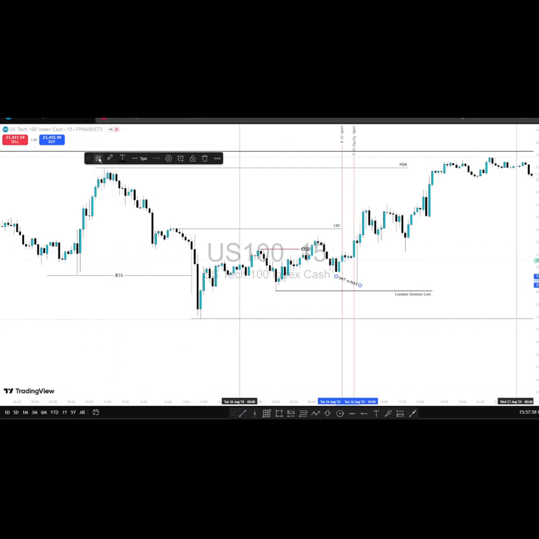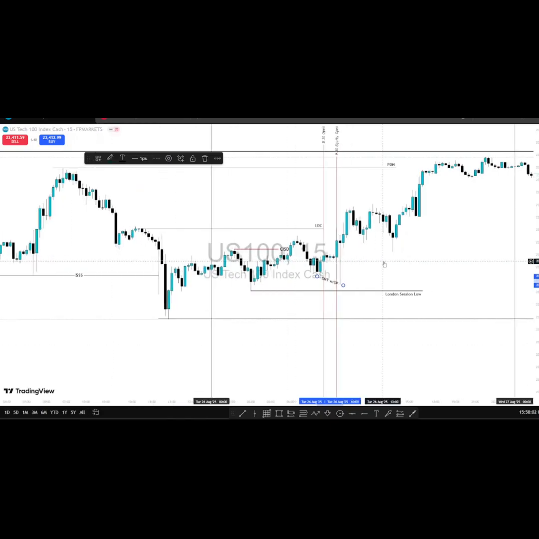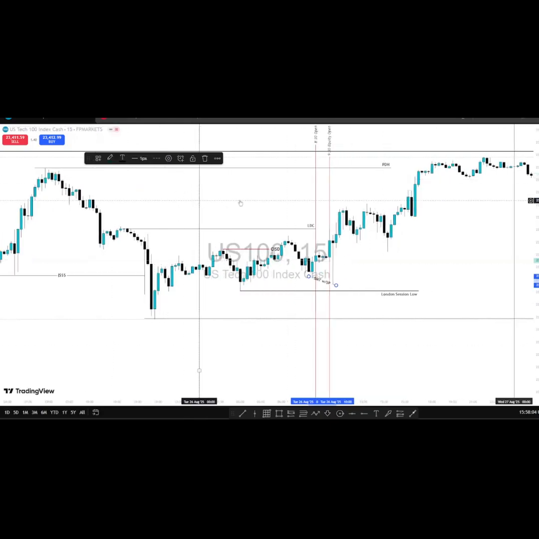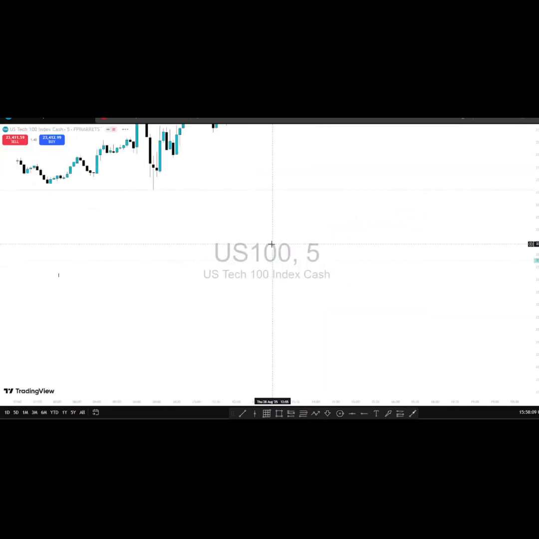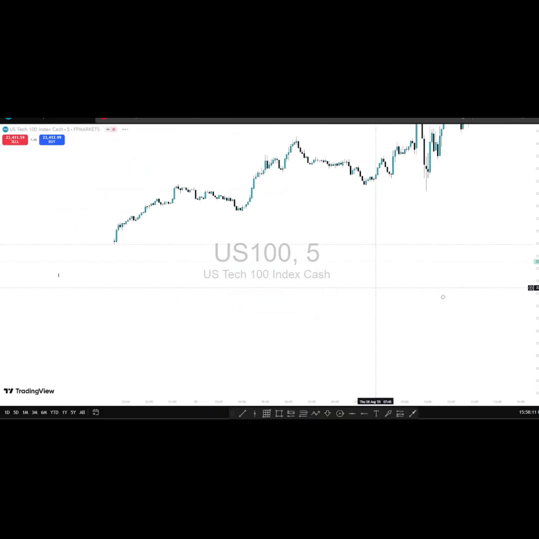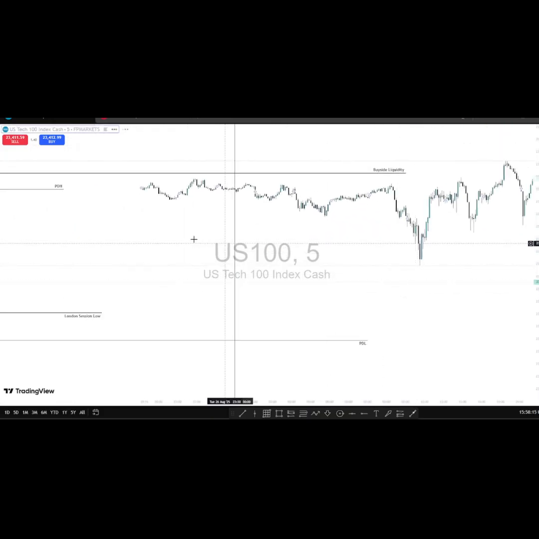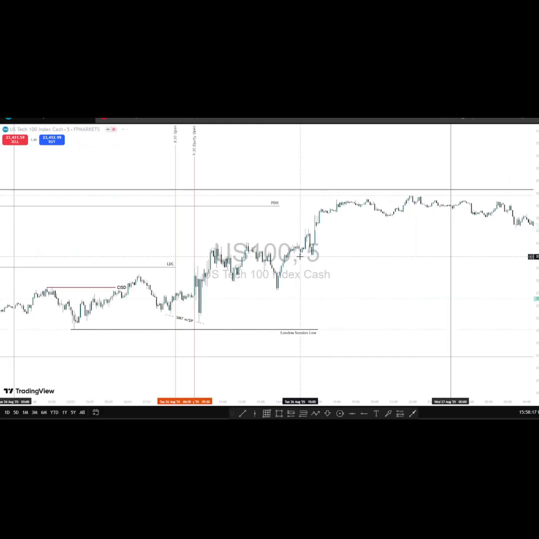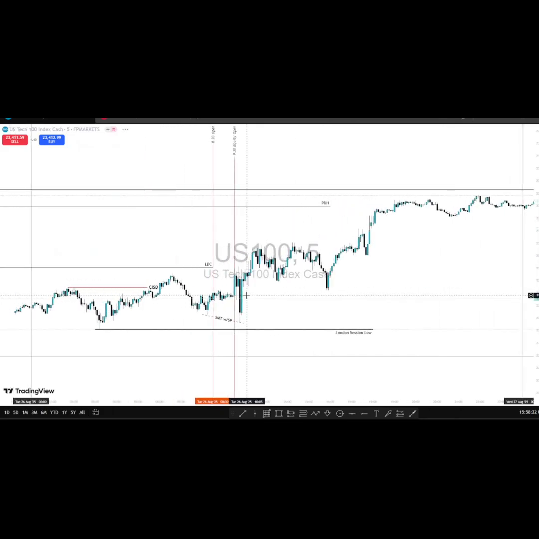SMT with SP500. So once I get an SMT, what do I usually do? I go down to lower time frames. So bear in mind that all of this price action, I'm doing this as it occurs. I notice this, I label it, and now I'm looking for an entry.